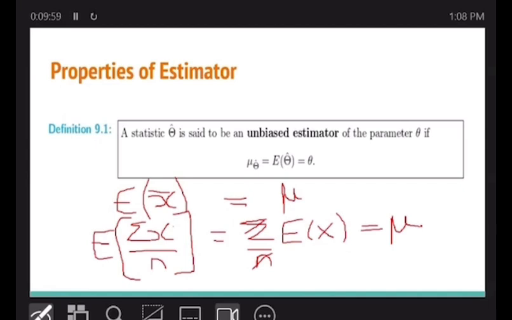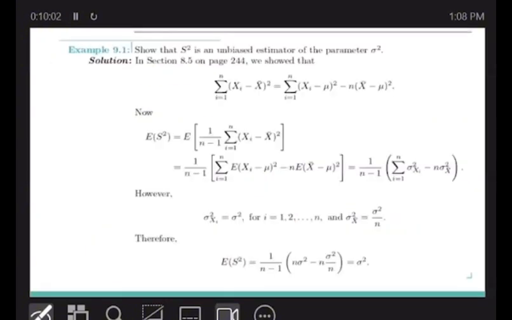This is a proof. So on Friday, I'm going to start from this. What I want to do is to show you that sample variance is an unbiased estimator for population variance. Before that can happen, the expected value of sample variance must equal the population variance. So I'm going to walk you through this proof on Friday.